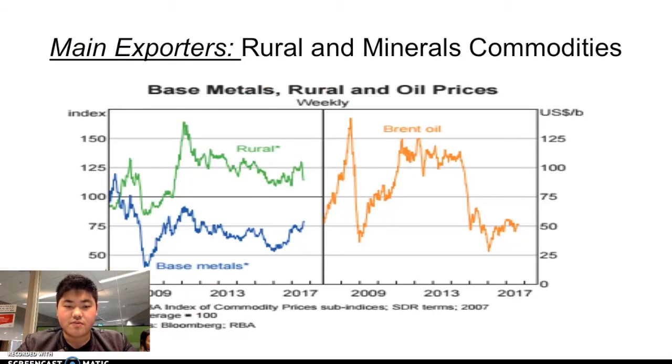This is the graph of the weekly change in base metals and rural commodity prices from 2009 to 2017. Overall, it shows a strong positive relation between rural and base metals products.